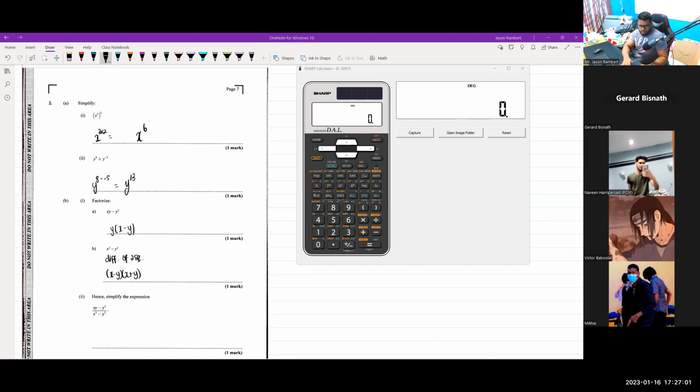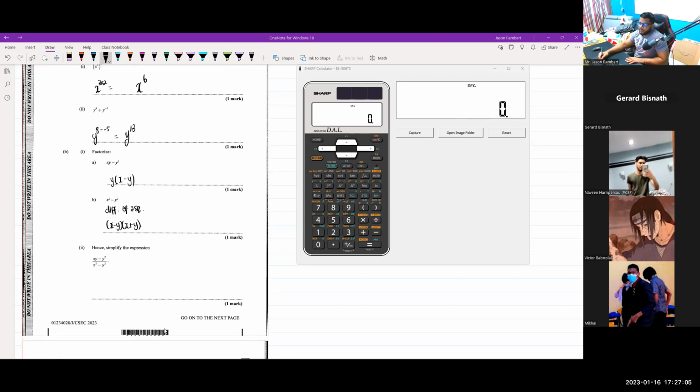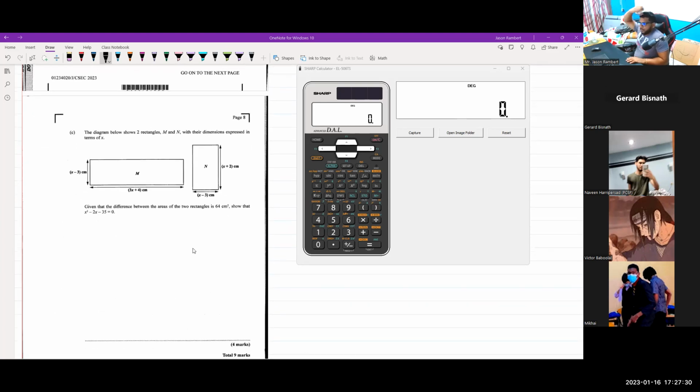Yes, sir. Hence, simplify the expression. So the first one would have factorized to y into x minus y over x minus y into x plus y. Cancel, cancel. Y over x plus y. Yeah? Okay? Yes, sir.